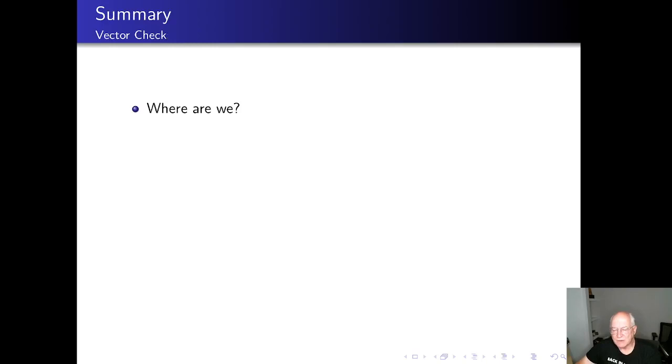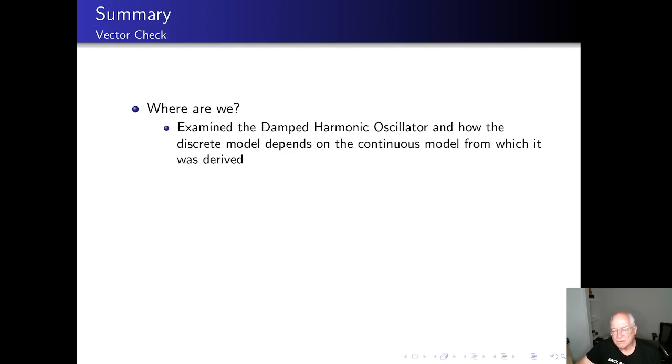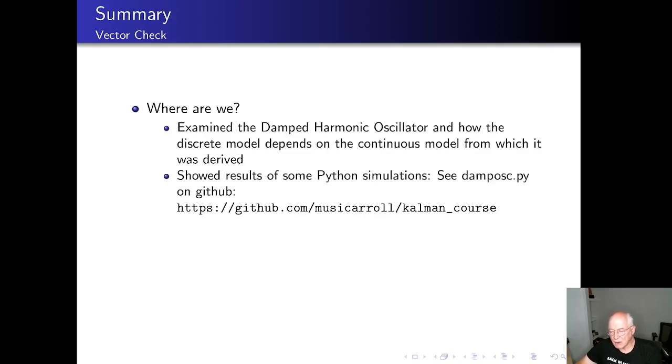Okay, so let's do a vector check. Where are we? We've looked at the damped harmonic oscillator and how the discrete model depends on the continuous model. And also, we've taken a look at the results of some simulations. Now, I haven't gone into the code itself. You can take a look at the code. It's out on GitHub. Have at it. Experiment with it, as we mentioned before.